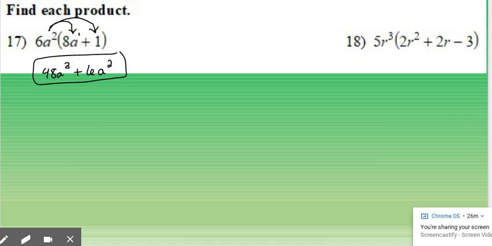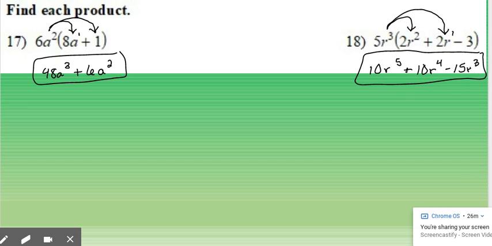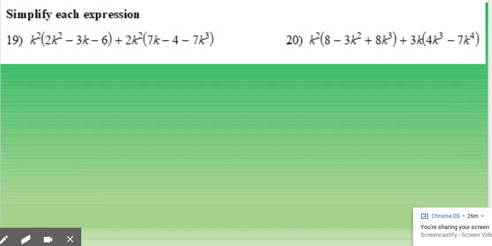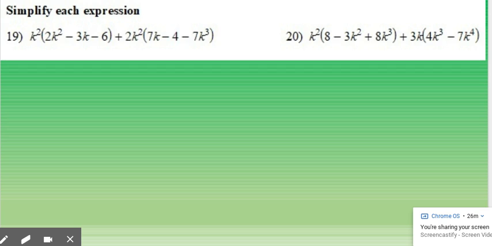The second one, 5r to the third times 2r squared is 10r to the fifth. 5r to the third times 2r is positive 10r to the fourth. Remember, when you multiply the r's, you add the exponents. And 5r to the third times negative 3 is negative 15r to the third. And that's it. Okay, last two problems, guys. I need you to pause the video and complete 19 and 20 on your worksheet.